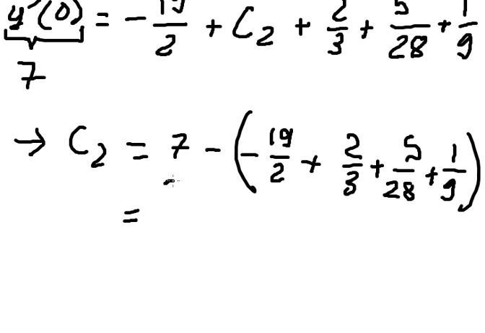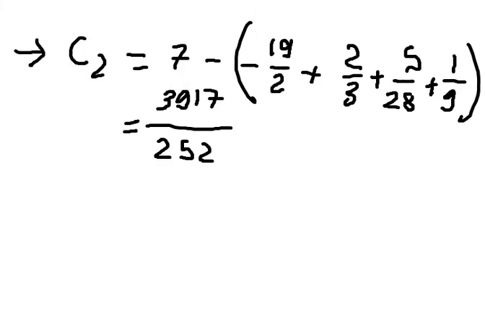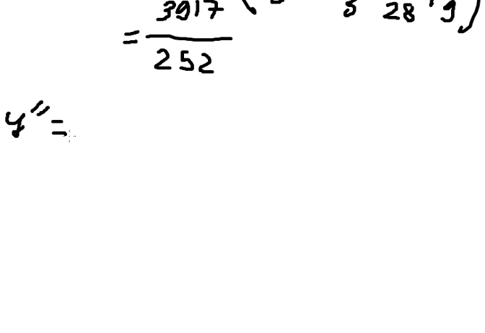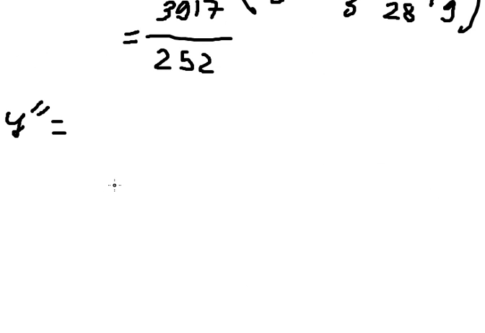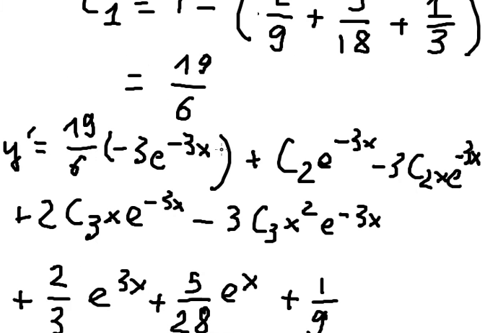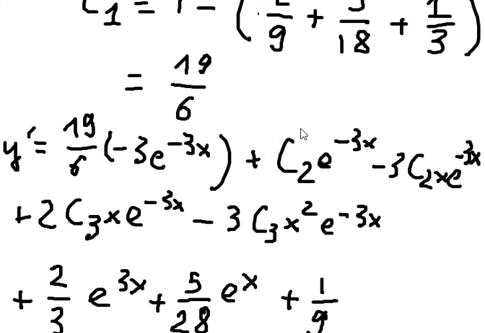We have 3,917 over 252. So we have C2 in here. Now we take the second derivative of this one and we get C3. So we take the first derivative of this one, we have another negative 3. So that means we will have 57 over 2 e to the power of negative 3s. So C2, we just have this number in here. So we can change C2. And later we multiply by negative 3 from here.